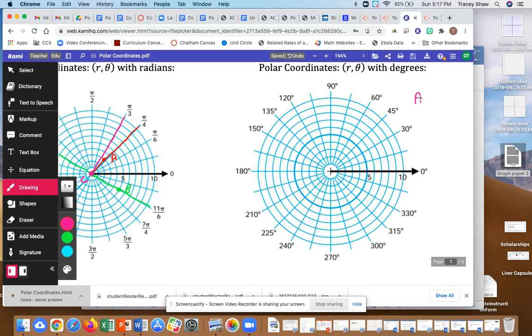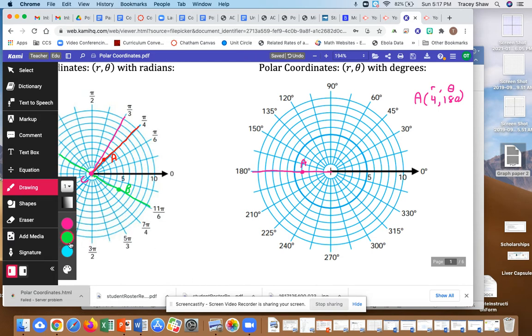All right, so let's graph point A, (4, 180). Remember, your first coordinate is your radius, your second is your angle, and 180 degrees is the left side of the x-axis. And since my radius is 4, I need to be on the fourth circle. So I plotted coordinate A.